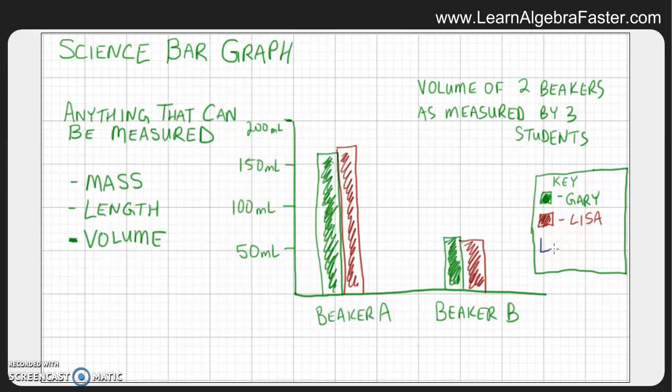Okay, and our third student, let's say this is Julie. And Julie measures beaker A at maybe, let's do 160. And she measures beaker B at 70.